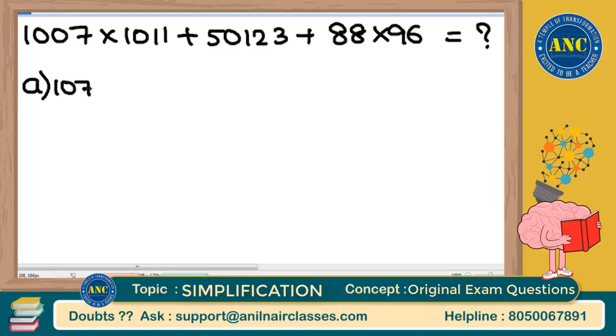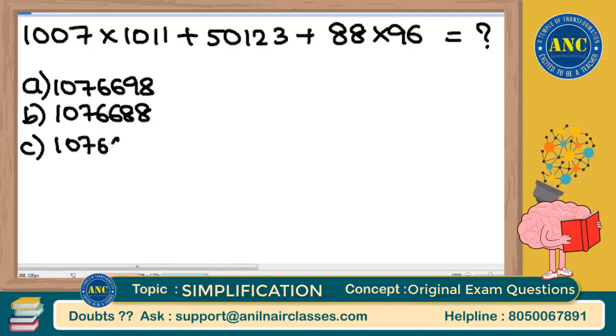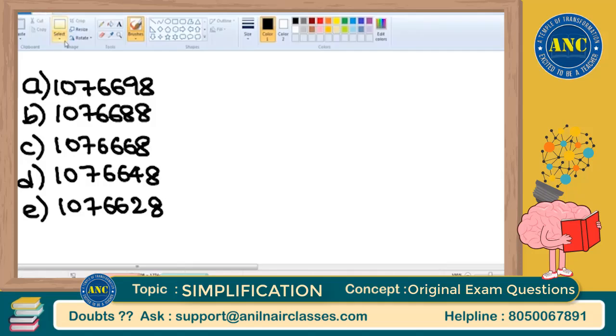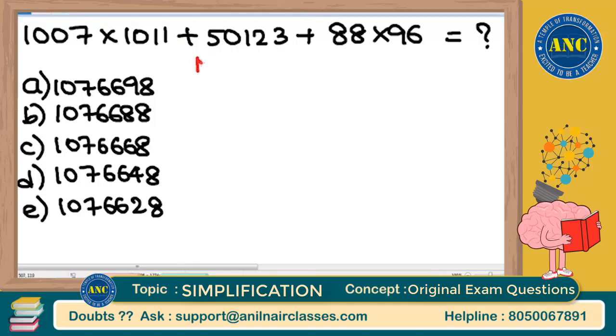Options are: 1076698. Second option is 1076688. Third option is 1076668. Fourth option is 1076648, and the last option is 1076628. Now, one of the ways of solving this question is you can apply digital sum.